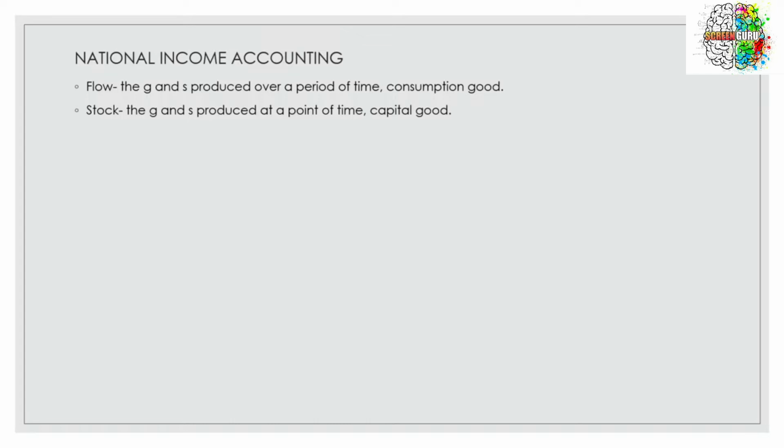The next year similarly 10 more machines will be made. So at the end of the second year, the total stock will be 20 machines. But when you're taking consumption goods, like how I said, 1 ton of rice, that 1 ton of rice will last for only 1 year. But stock, on the other hand, will be the aggregate at a point of time.